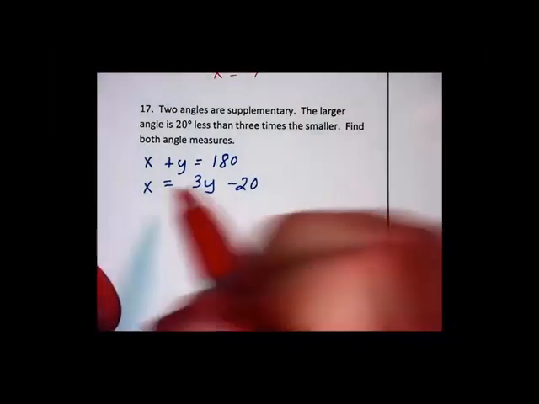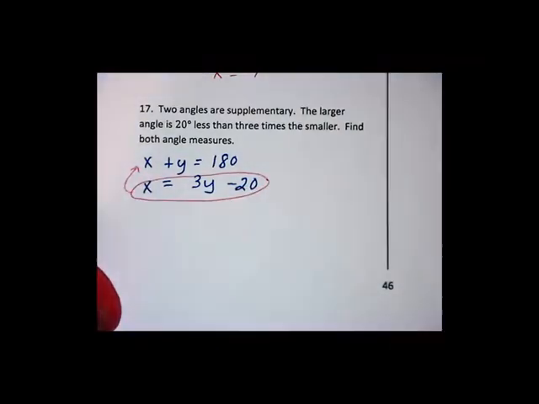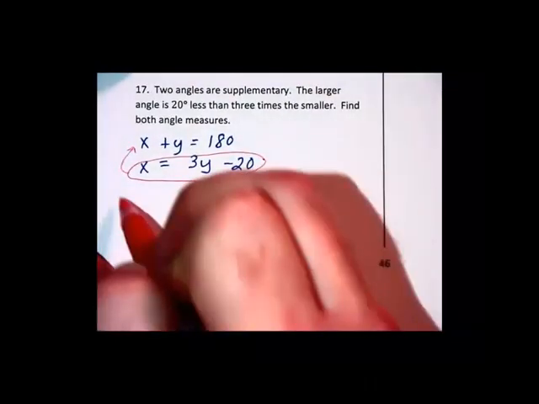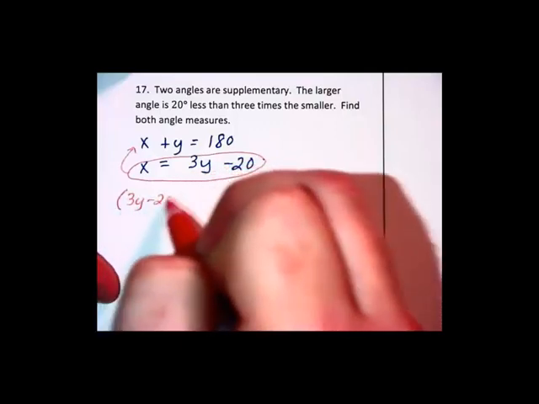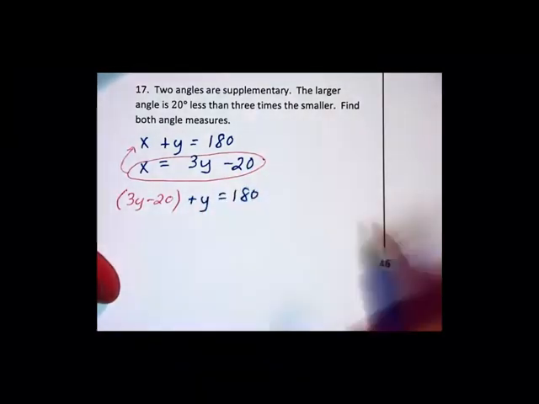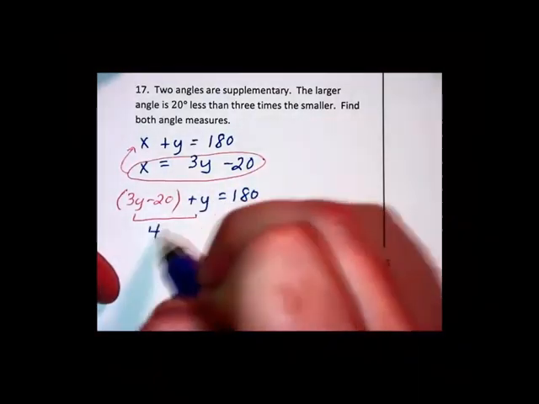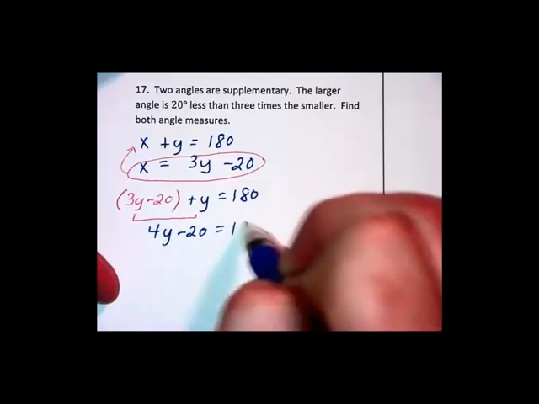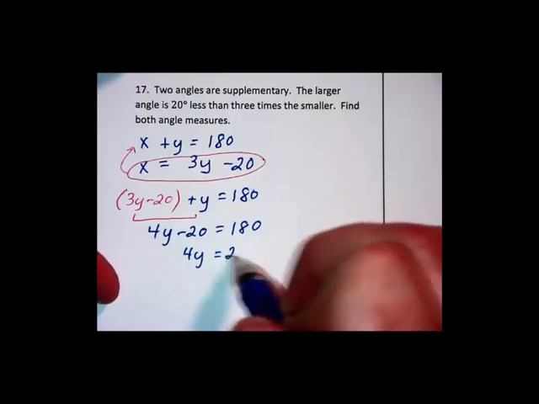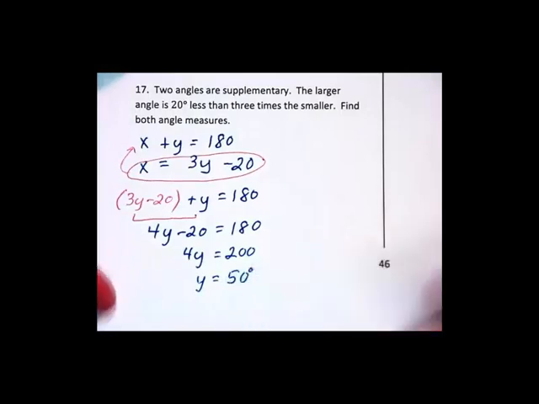This time we've got two equations, one of them solved for x already. It's a clear-cut shot for us to use the substitution method. So when we substitute that x into the line above, it becomes 3y minus 20 plus the y that's already there equals 180. We combine like terms. 3y plus 1y makes 4y. So 4y minus 20 is equal to 180. Adding 20 to both sides gives us 4y is equal to 200. Dividing through by 4 gives us y is equal to 50 degrees.